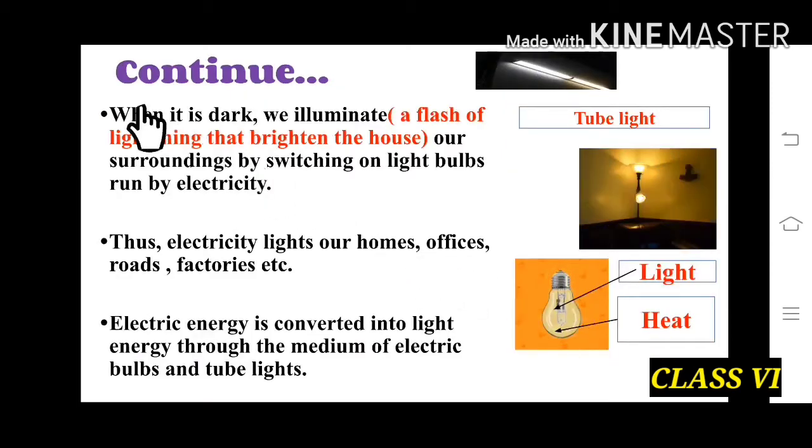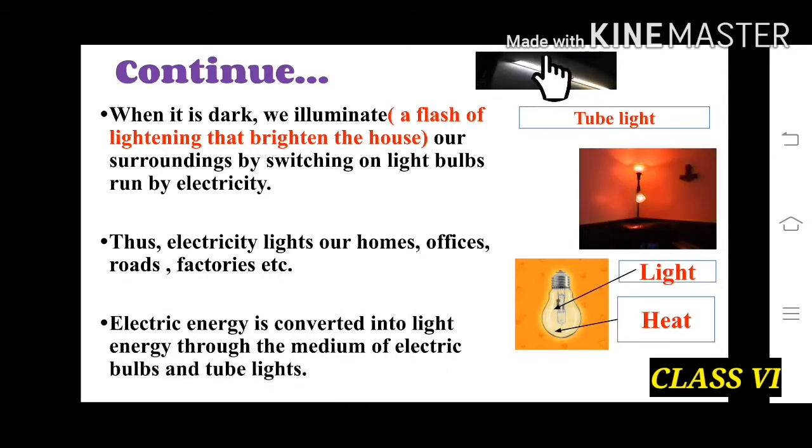Children, now I am going to explain to you how electricity is used in a house. When it is dark, we illuminate, means a flash of lightning that brightens the house or the surrounding. So we can brighten a house by switching on a light bulb run by electricity. Thus, electricity lights our homes, offices, roads, factories, etc. So, electricity is needed everywhere. Electric energy is converted into light energy through the medium of electric bulb or tube lights.